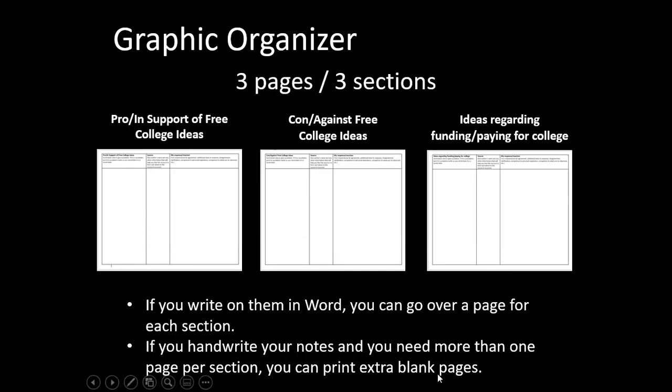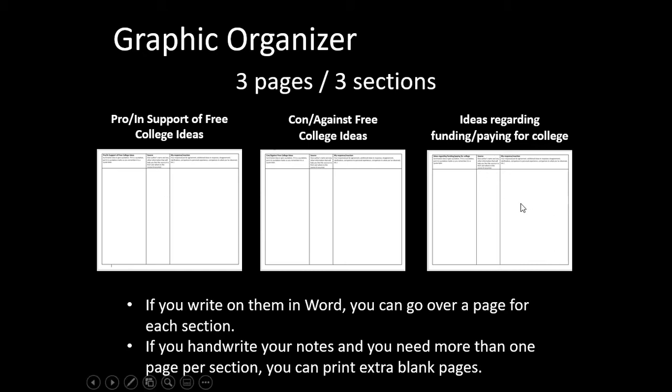And the graphic organizer has 3 pages or 3 sections. So, this first page, you're going to keep track of ideas that you encounter that are in support of free college. Second page, you're going to keep track of ideas you encounter that are against the idea of free college or against it in part, at least.